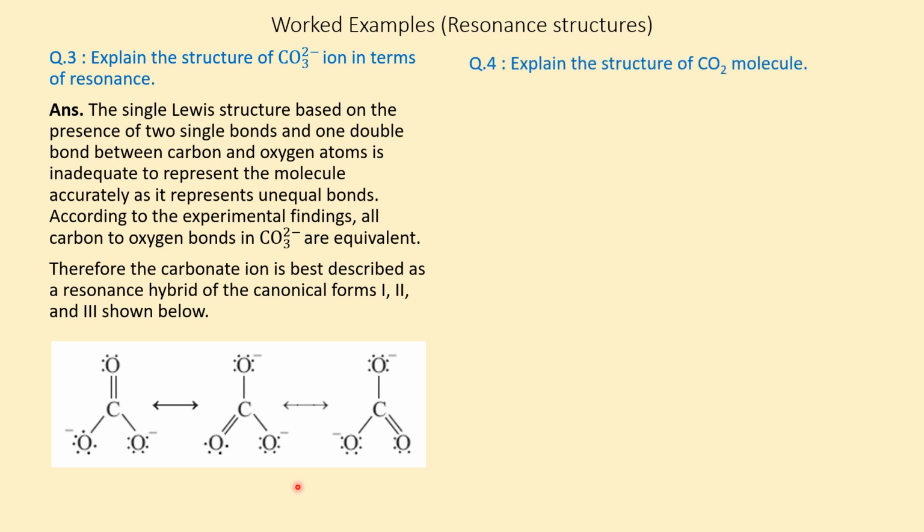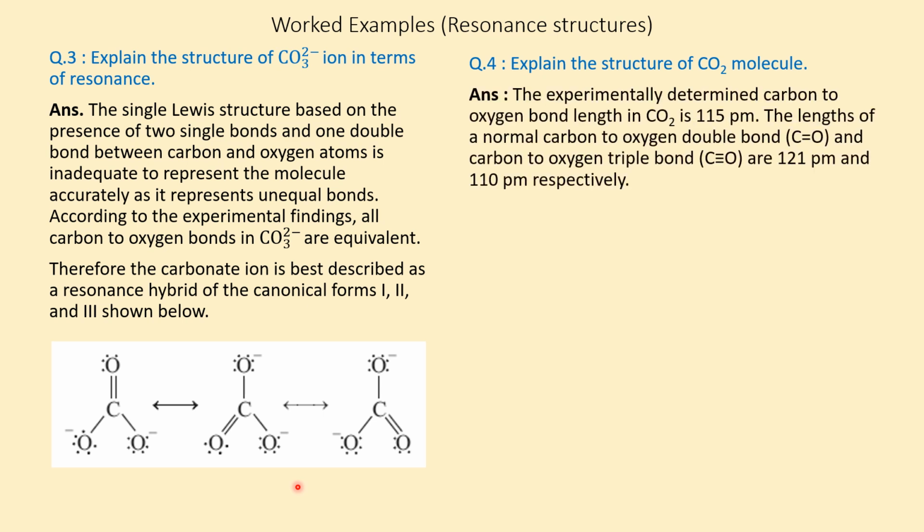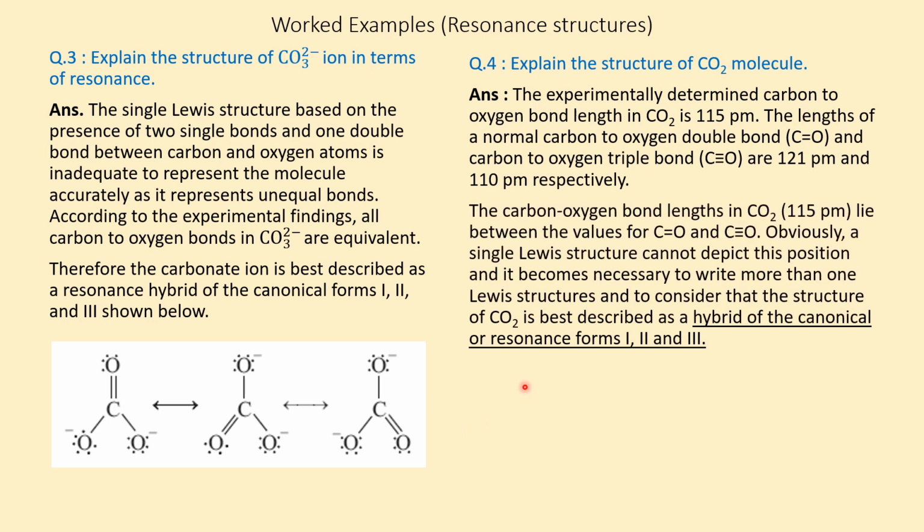Next question. Explain the structure of CO2 molecule. Answer. The experimentally determined carbon-oxygen bond length in CO2 is 115 picometers. The lengths of a normal carbon to oxygen double bond, C=O, and carbon to oxygen triple bond, C≡O, are 121 picometers and 110 picometers respectively. The carbon-oxygen bond lengths in CO2, 115 picometers, lie between the values of C=O and C≡O.